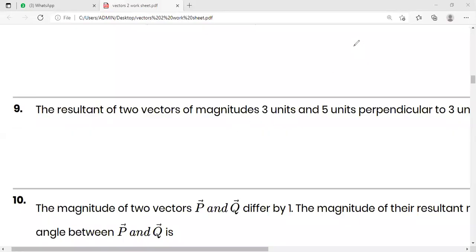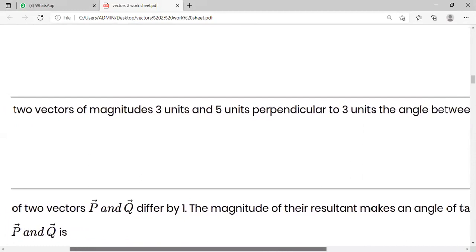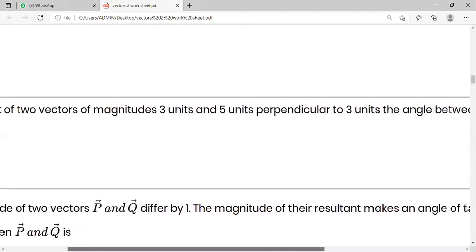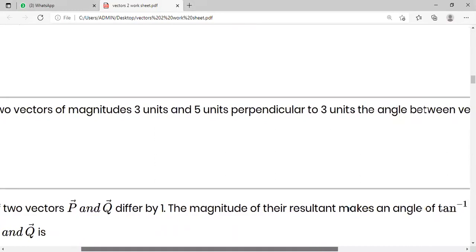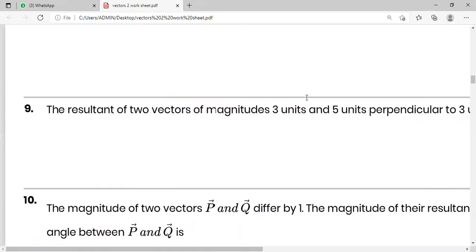The question is question number 9. The resultant of two vectors of magnitude 3 units and 5 units is perpendicular to 3 units. So if two vectors are taken, one having magnitude 3 units and the other 5 units, the resultant of these two is perpendicular to the 3 units given. And what is the angle between the vectors? They're asking that question here.